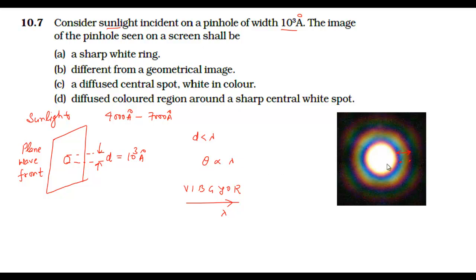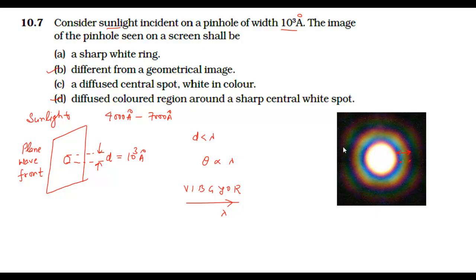From this observation, we can say that the pinhole has a different image from the geometrical image. The size of this diffraction pattern is different from the pinhole geometry. Clear? The light falling on the screen is of different size than the pinhole. So option B is correct, and also option D is correct, in which we have diffused color region around a sharp central white spot.